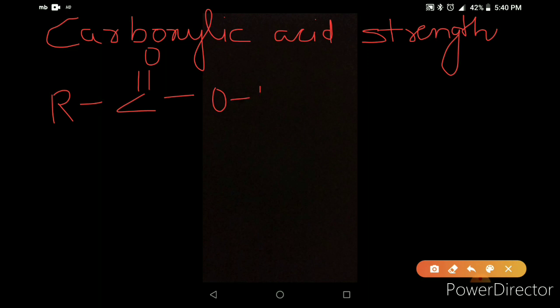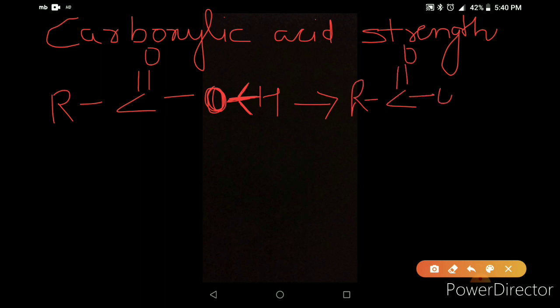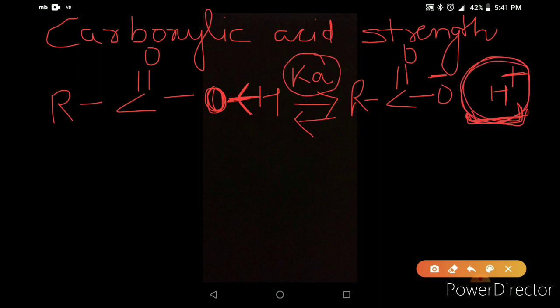acid strength. So, in any carboxylic acid, oxygen being electronegative tends to withdraw the electron pair from hydrogen towards itself, making O electronegative, that is O minus, and H loses electron and becomes H plus. Now, if this H plus is more, then acidic character will be more. So if I say this reaction is in equilibrium and the equilibrium constant for this reaction is Ka, so the more the Ka, the more the H plus, that means acidic character will be more.